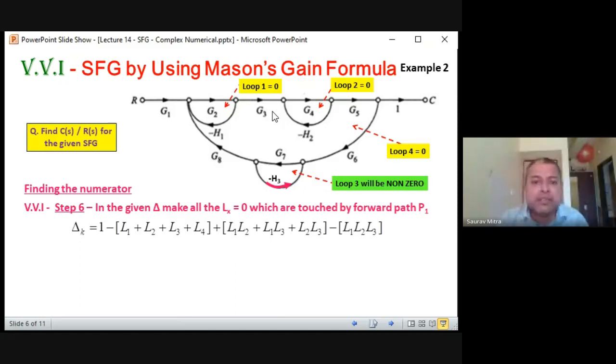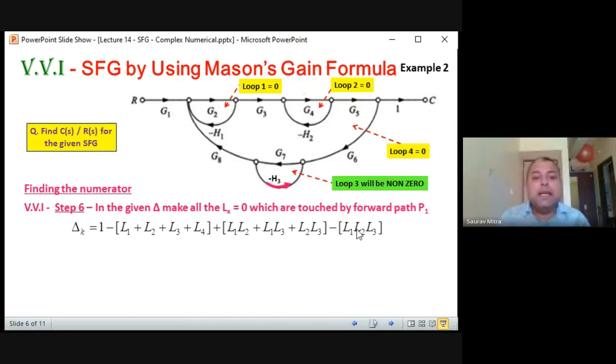So concentrate, this is the most important thing which students generally don't understand, and there they make mistakes. In the numerator, students generally make mistakes. Denominator, 80% of the students write perfectly, but 20% of the students write only the numerator perfectly. Okay, so be careful. So what is 1 minus L1 plus L2 plus L3 plus L4 plus L1L2, L2L3, L1L3, L1L2L3? This is the formula.